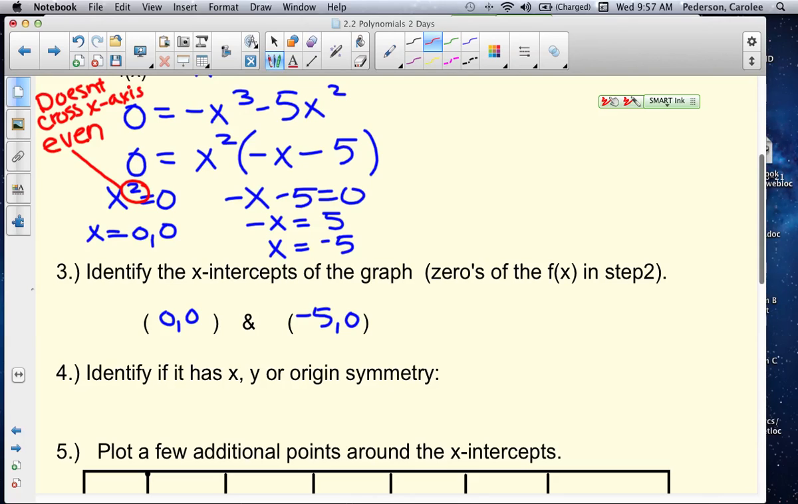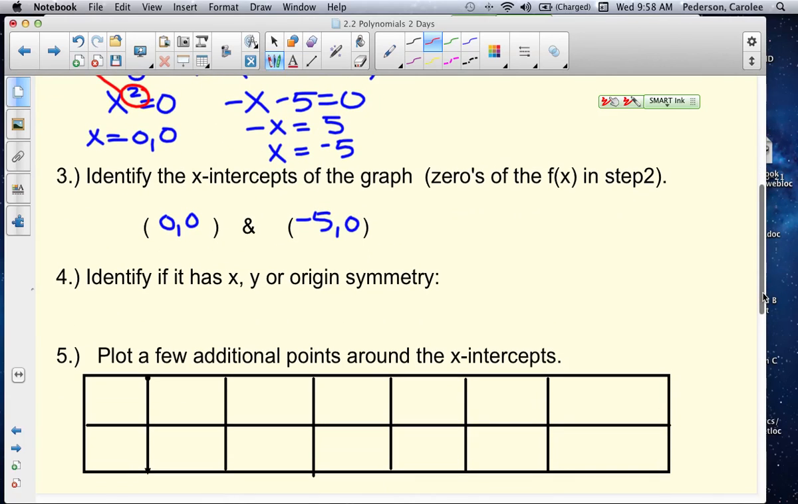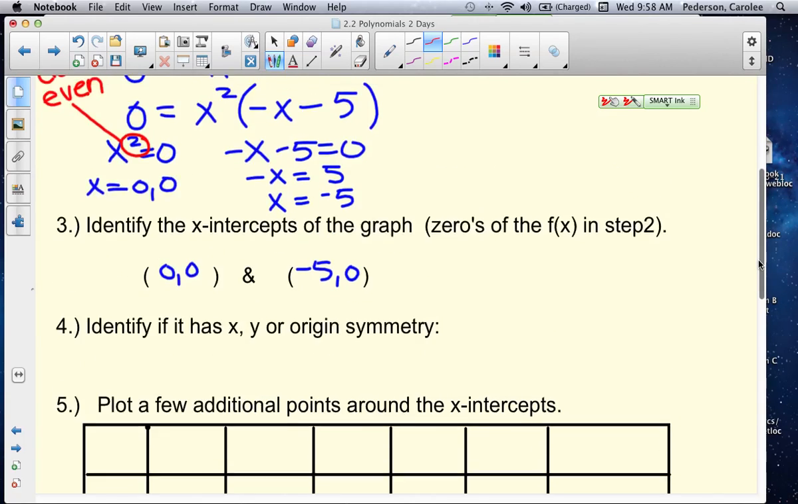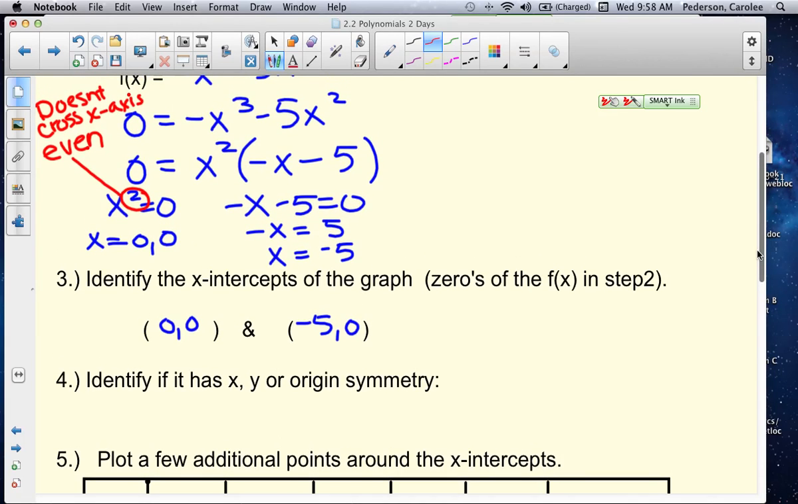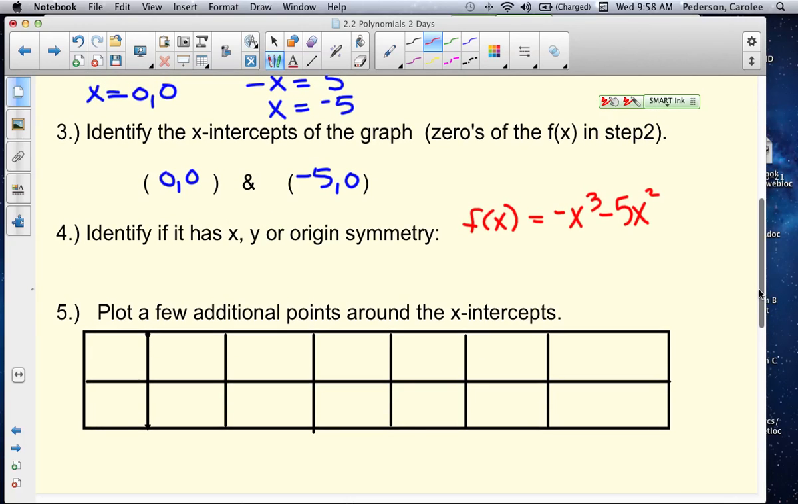All right. Now let's check and see if there's any symmetry. On that last slide set, it helped us a lot to know if there was symmetry about the y-axis. So let's substitute negative x into the function. Move down my function again. My function was f of x equals negative x cubed minus 5x squared. So we substitute a negative x into the function.